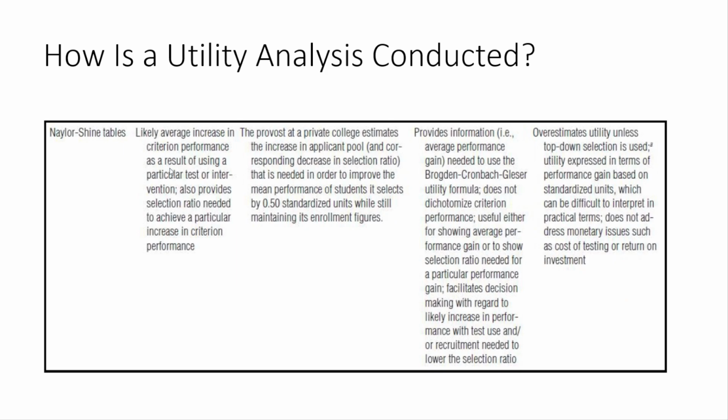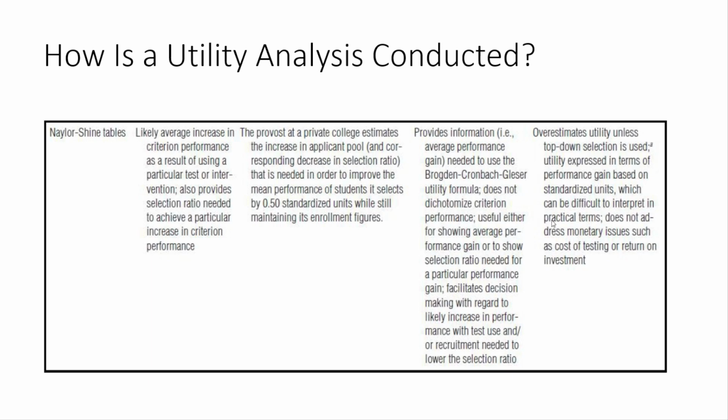The likely average increase in criterion performance as a result of using particular tests or intervention also provides selection ratio needed to achieve a particular increase in criterion performance. So, an example of using it, the provost at the private college estimates the increase in applicant pool and corresponding decrease in selection ratio that is needed in order to improve the mean performance of students it selects by 0.5 standardized units while still maintaining its enrollment figures. So it provides information, in particular average performance gain needed to use the Brogden-Cronbach-Gleser utility formula.